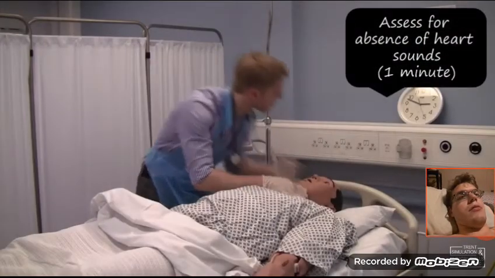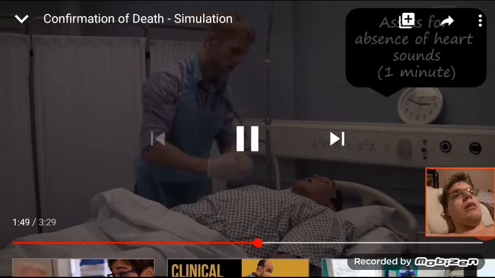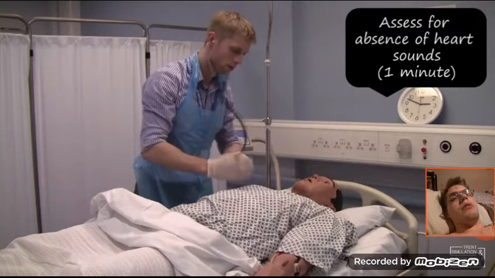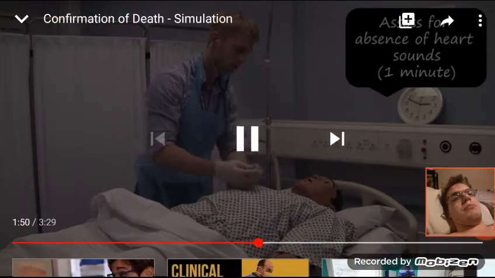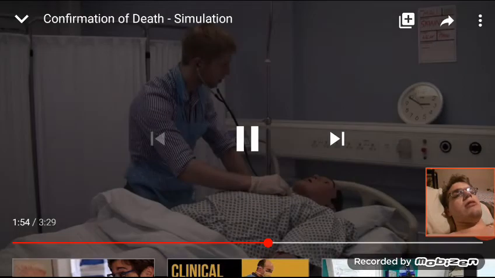After assessing absence of a pulse, move on to assess for absence of heart sounds. What we mean by heart sounds is the heartbeat. We'll do that with a stethoscope for 1 minute. Auscultation is listening to the heart.